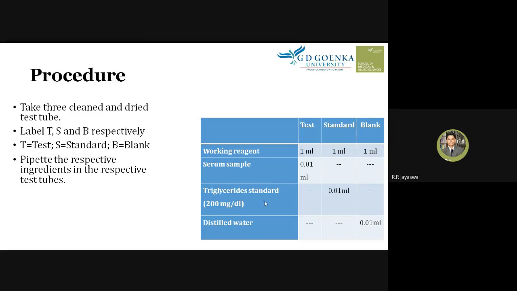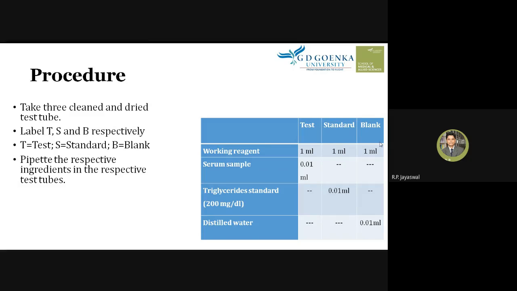Now here is the table. You can see we have a test, standard and the blank, and these are the ingredients you have to add one by one into the test, standard and blank. Working reagent we have to add 1 ml in each test tube. Serum sample you have to add 0.01 ml in the test labeled tube, and the triglyceride standard, which has a concentration of 200 mg per dl, you have to add in the standard tube. How much? 0.01 ml, and distilled water you need to add is 0.01 ml in the blank.